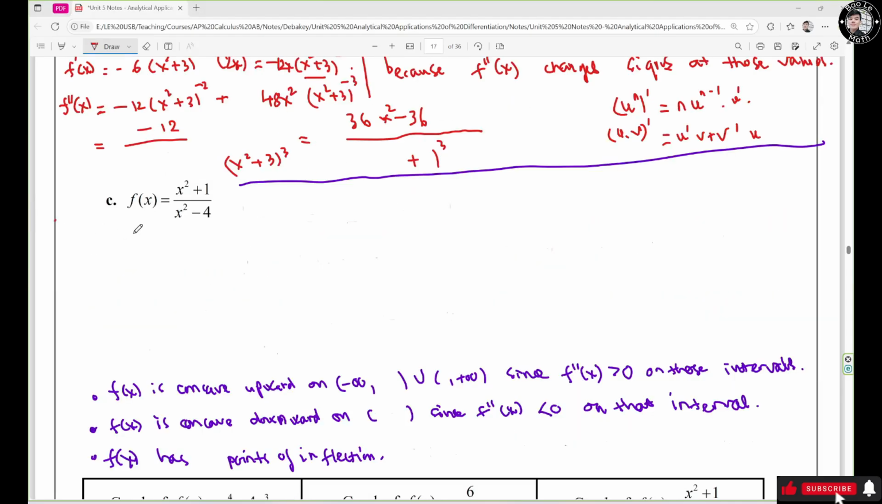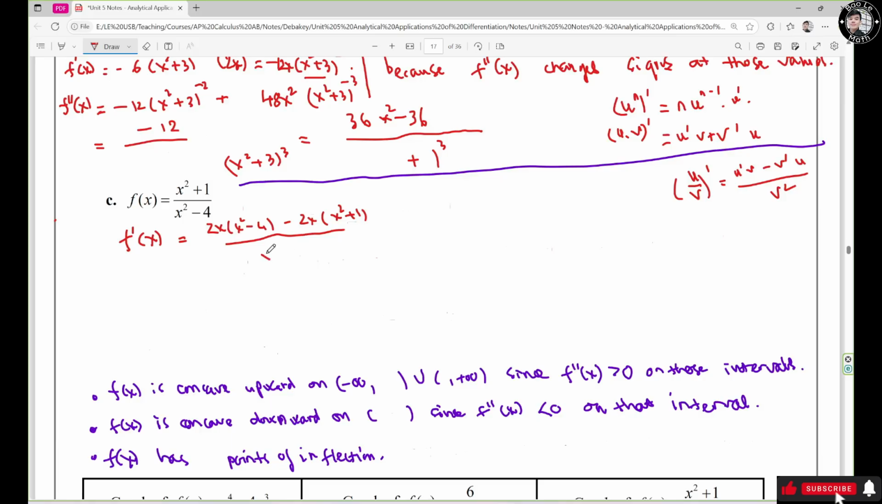Now let's move on to question C. We need to calculate the first derivative of f of s, right? And we need to use the quotient rule, right? So (u over v) prime is gonna be (u prime v minus v prime u) over v squared, right? So this guy turns out to be 2s times (s squared minus 4) minus 2s times (s squared plus 1) over (s squared minus 4) altogether squared.